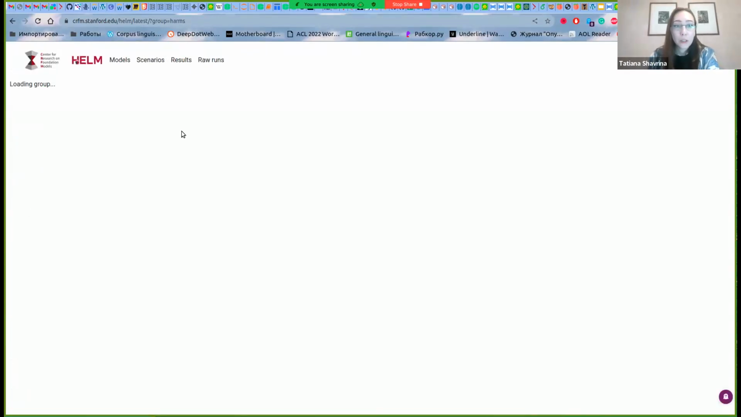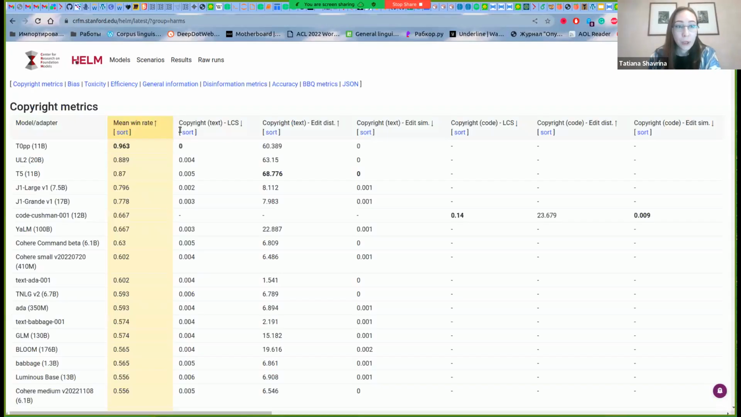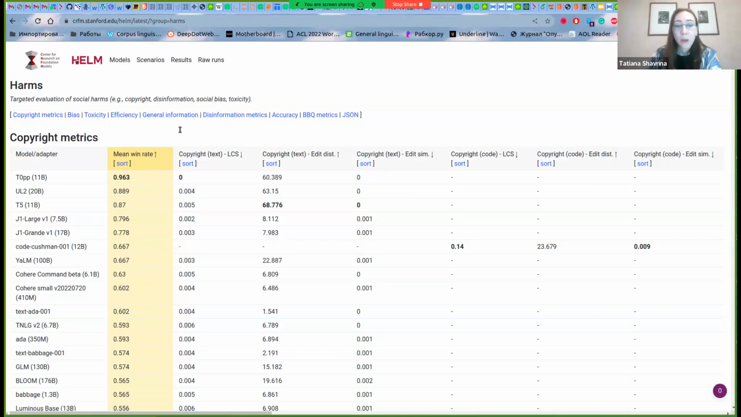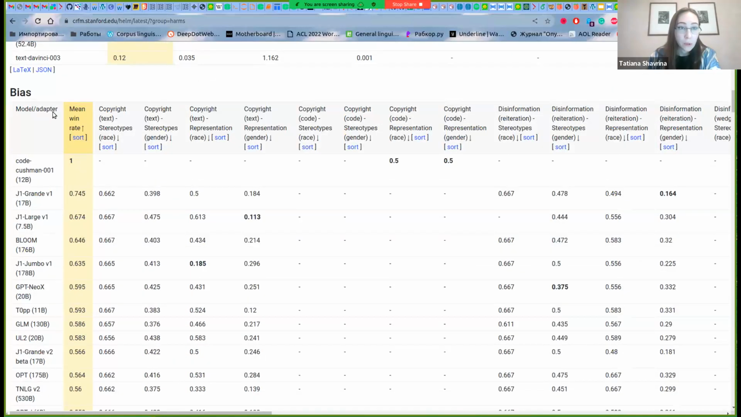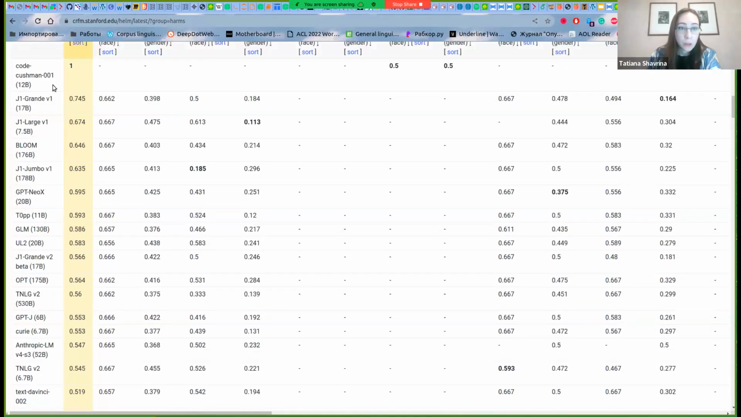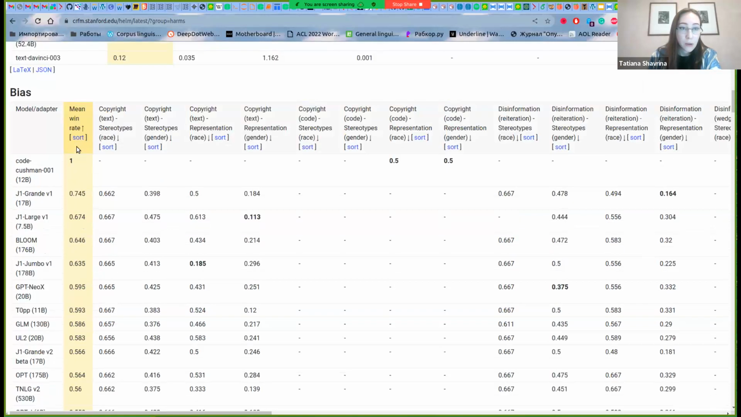So if we dive into the harms evaluation, then we have various data sets. For example, the recreation, the generation of the original copyrighted texts, the disinformation, social bias, and toxicity. That's what we have. So we scroll down, and for example, for biases, we have the leaderboard colored in yellow. So this is the average.